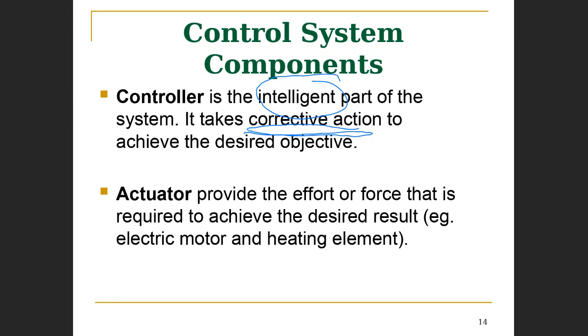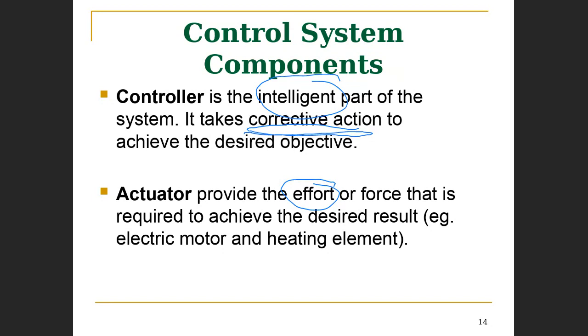Now, the actuator provides the effort. In each of these terms, it is good for us if we could remember at least one word or relate one word to these devices for a start, and it will help us to appreciate their role in the system. So I looked earlier at the controller, and perhaps you would say it's the intelligent part of the system, and by extension it does what? It takes corrective action. In the case of the actuator, we could say this device provides effort.